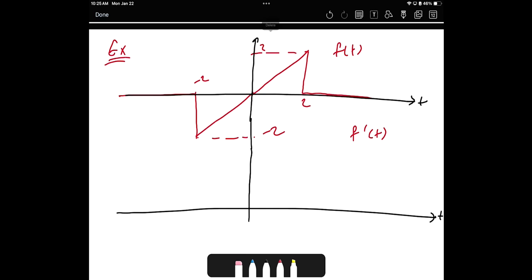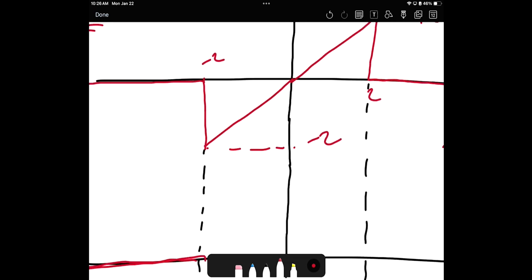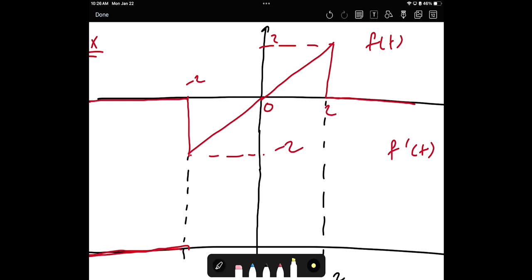So the critical points, here is at 2, here is at -2. So before -2, it's 0, so the derivative of the 0 will be 0. Now, between -2 and 0, which is this area, you will see it's constant. I'm sorry, it's a ramp. It's increasing, and it keeps increasing between -2 and 2.